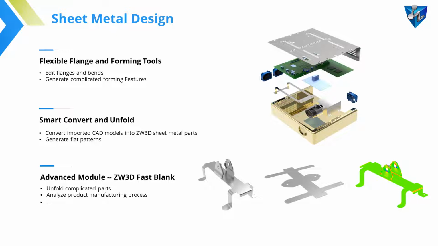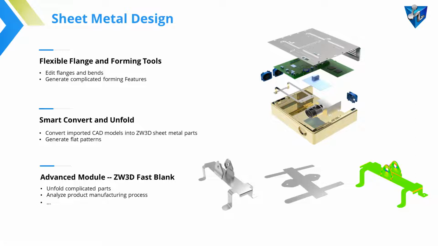Solid and surface modeling are the common modeling modules. We also have some modules for specific industries, for example, the sheet metal design. There are various tools in the sheet metal module. Customers can create all kinds of flanges and bends easily. After that, complicated forming shapes like dimples and louvers can be generated by forming tools.